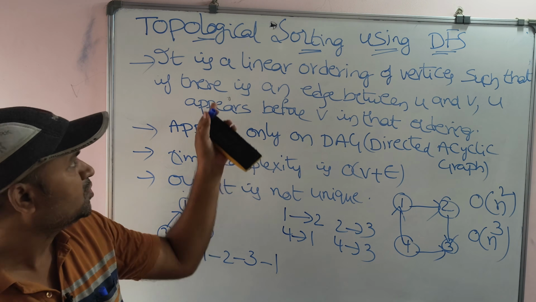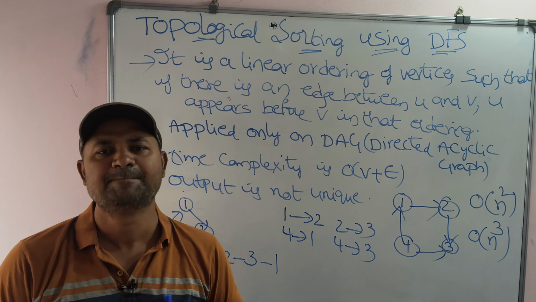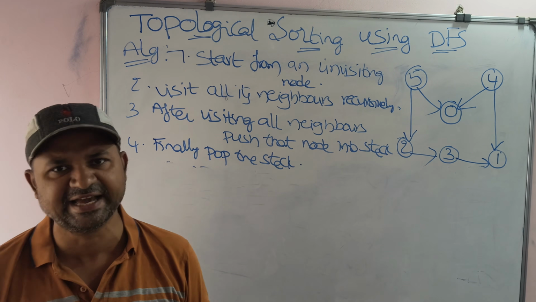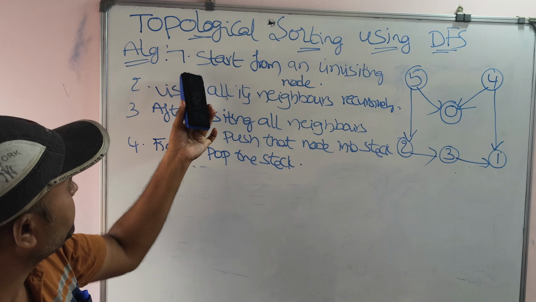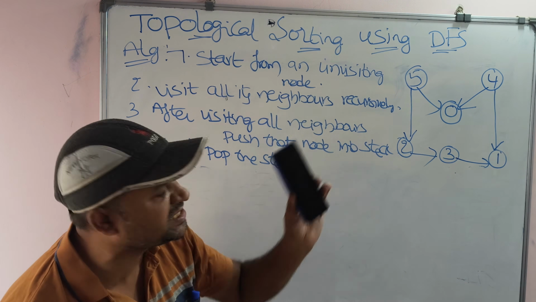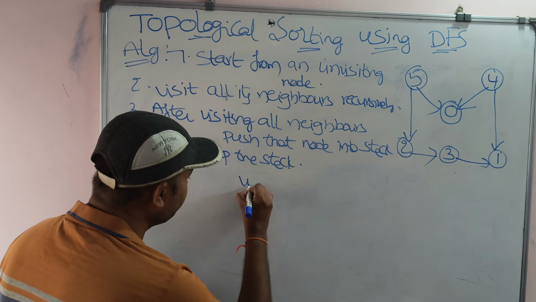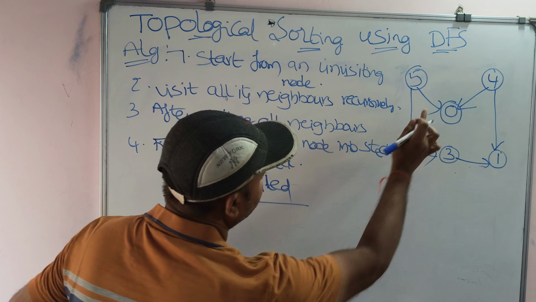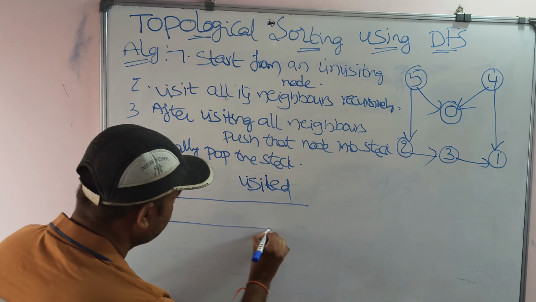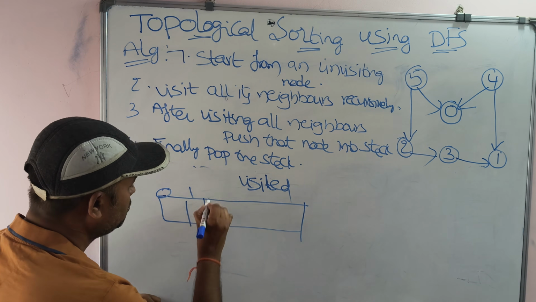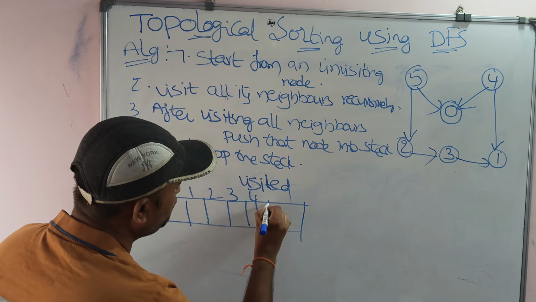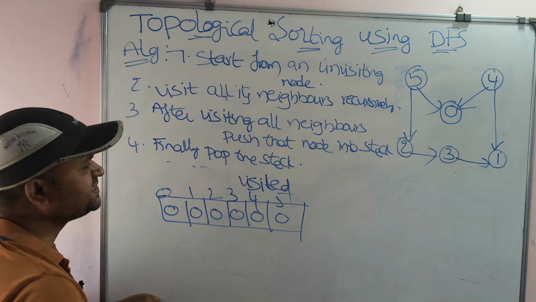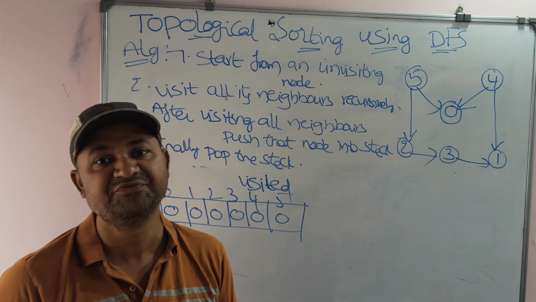Now let's see the topological sorting algorithm by taking an example. Let's see the first step: start from an unvisited node. So here we have to take a visited array. What are the vertices here? We have vertices 0, 1, 2, 3, 4, 5. Initially the status of all the vertices is unvisited. So 0 means unvisited, whereas 1 means visited.